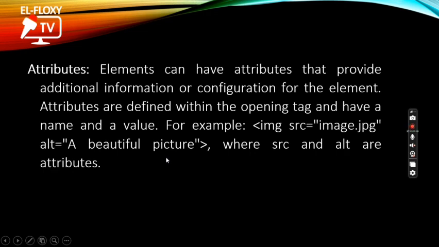Elements can have attributes that provide additional information or configuration for the element. Attributes are defined within the opening tag and have a name and a value. For example, this is an image tag with src, which is the attribute, that source equals image.jpg. This image.jpg is your image, the image you saved in your system or your phone. You understand? So you should know this, the source, that is the link. Then alt equals a beautiful picture. Now this a beautiful picture describes this image.